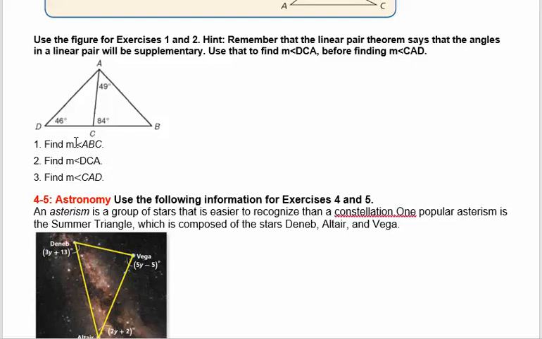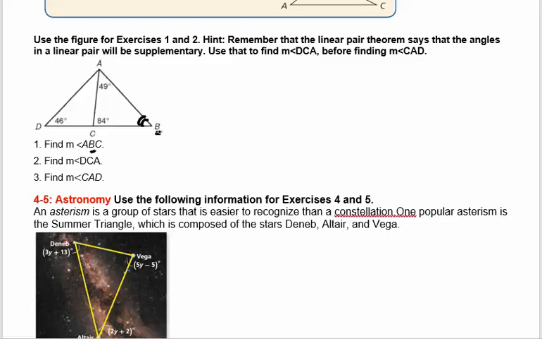Number 1 says find the measure of angle ABC. You need to remember that when you name an angle, the middle letter is the vertex of that angle. So for ABC, we would start at A, then go to B, and then go to C. It's this angle over here. B is the vertex. We're talking about this angle here.